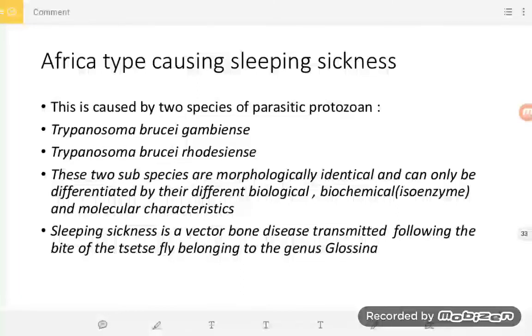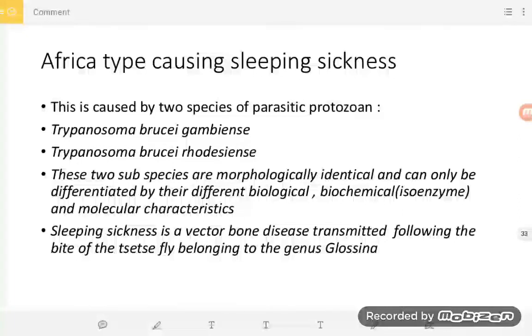These two subspecies are morphologically identical. So by using morphology we cannot divide them. The two Trypanosoma brucei subspecies can only be differentiated by their different biological, biochemical and molecular characteristics. So if we want to differentiate gambiense and rhodesiense, we have to go for the biological studies and the biochemical and molecular characterization. By using morphology, we cannot differentiate. Sleeping sickness is a vector-borne disease.